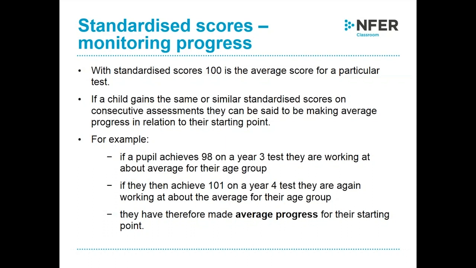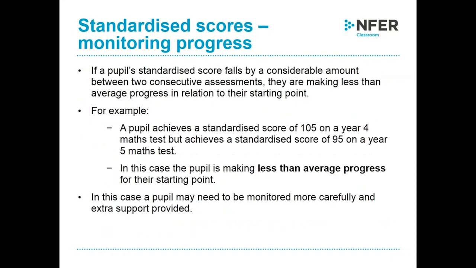However, if a pupil's standardised score falls by a considerable amount between two consecutive assessments, they are making less than average progress in relation to their starting point. For example, if a pupil achieves a standardised score of 105 on a Year 4 maths test, but then the following year achieves a standardised score of 95 on the Year 5 maths test, the pupil can be said to be making less than average progress for their starting point. And in this case, a pupil may need extra support or to be monitored more carefully.